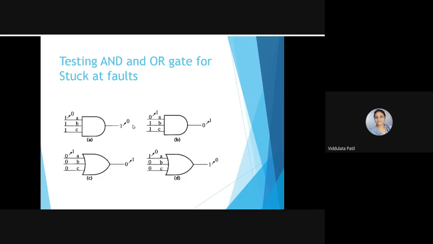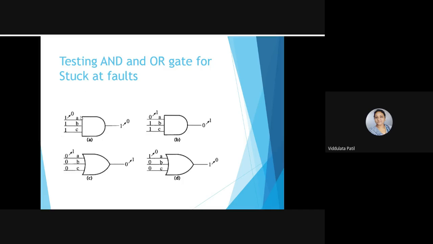Okay. Now we want to test which of the input terminals is at another logic level. Okay. So suppose now we will consider another case, that any one of the input terminals is stuck at 1. So that we want to find out.